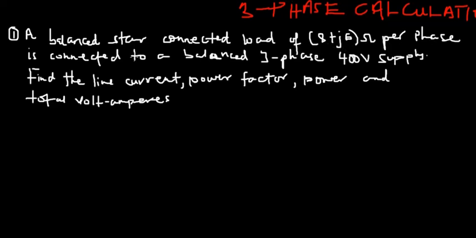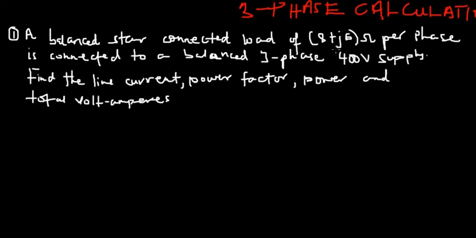So it means that we have three phases. So per phase is connected to a balanced three phase. Keep that in mind. We have a balanced star connected load of this impedance per phase. So it means that this is at three phases, and it's connected to a balanced three phase 400 volts supply. And then we have to calculate the line current, power factor, power, and the volt ampere. So let's see how we go about that.